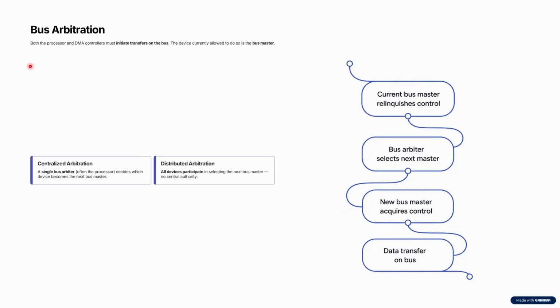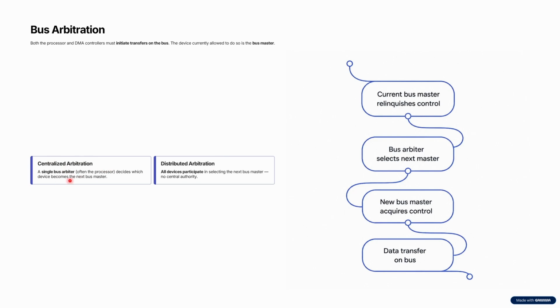There are two types of bus arbitration. What is bus arbitration? Both the processor and the DMA controller must initiate transfers on the bus, and the device currently allowed to do so is called the bus master. How the bus master is allocated for transmitting the data comes under bus arbitration. There are two types of arbitration: centralized and distributed arbitration.